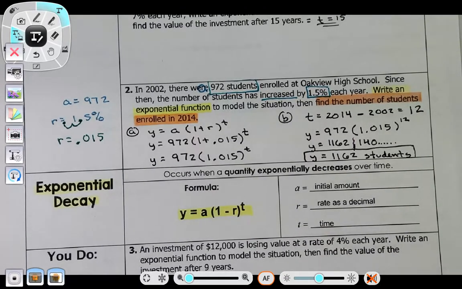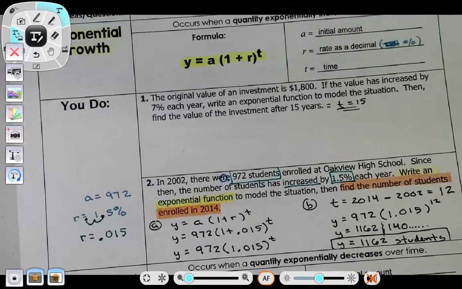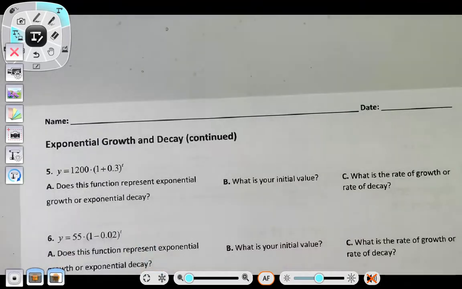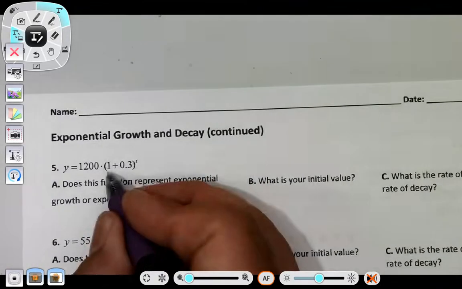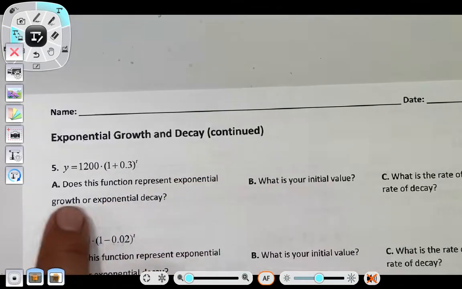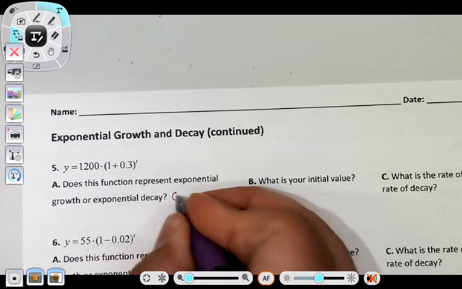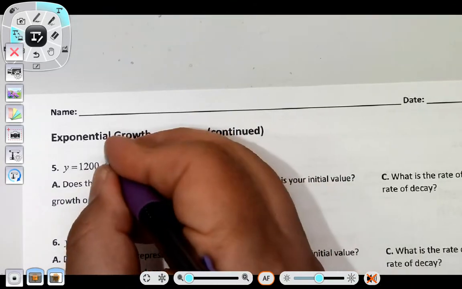So now flip the paper over. Like I said, you have 12 questions total for today. And we're going to do 3 of them. Look, we already did this one here. So we're going to do 2 in the back, right, just to show you. So let's do number 5, just because it's there. Now notice, this one has a plus sign, which means this number is going to be bigger than 1. So the question says, does this function represent growth or decay? Well, clearly this is growth, and we know that because of the plus sign. That's how we know it's growth.